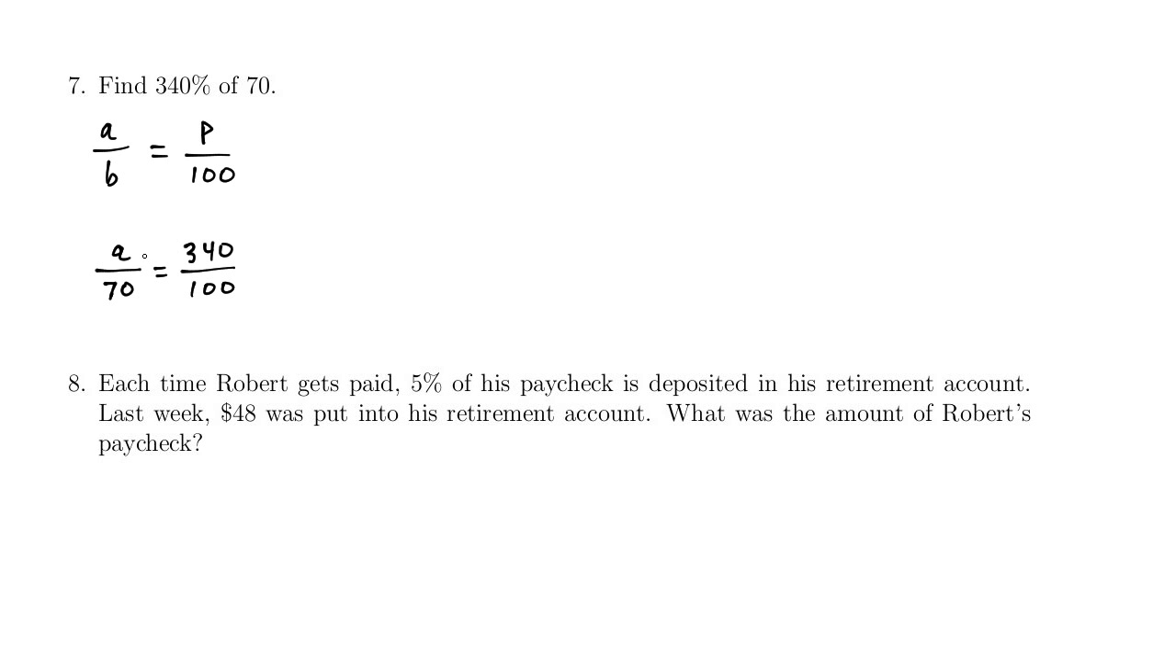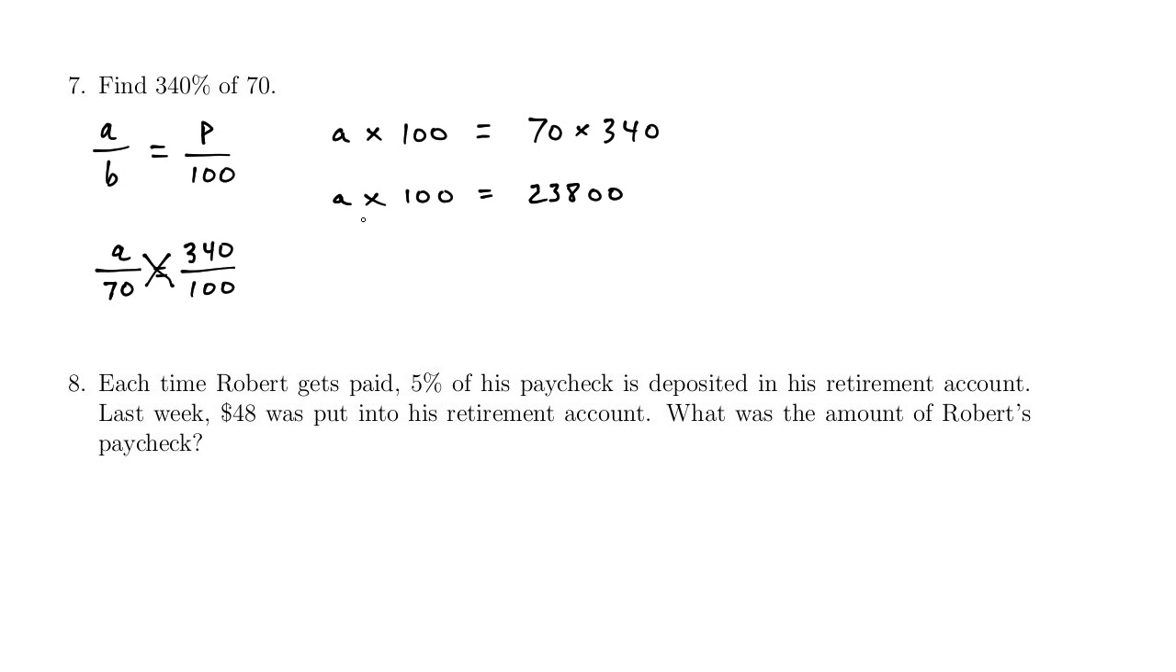Alright, so we cross multiply. So A times 100 and 70 times 340. Let me write that here: A times 100 on one side, and then 70 times 340 on the other side. So A times 100 equals 70 times 340, which is 23,800.